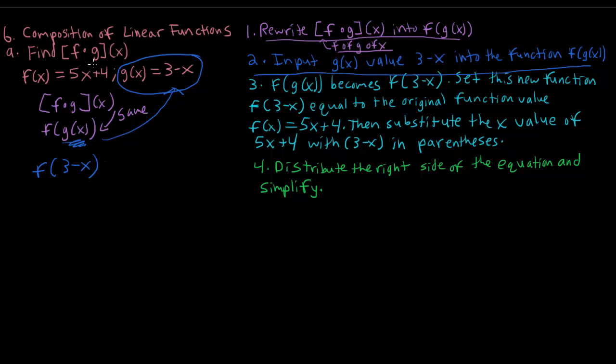And if you go to step 3, we can see that f of g of x becomes f of 3 minus x, which is what we have right here. So now it says we want to set this new function of f of 3 minus x equal to the original function value, which is f of x, 5x plus 4. So we want to set f of 3 minus x equal to 5x plus 4.